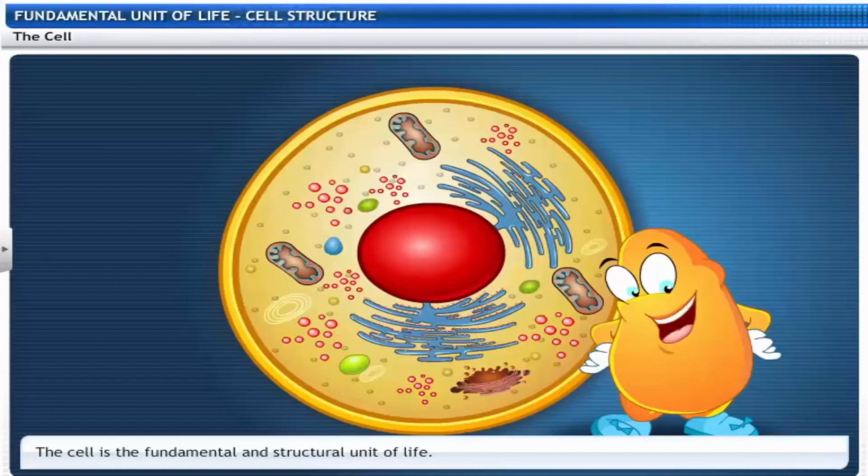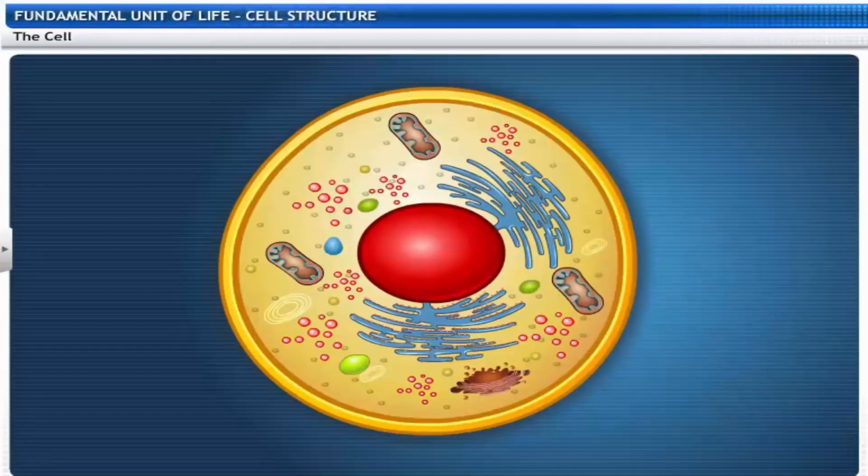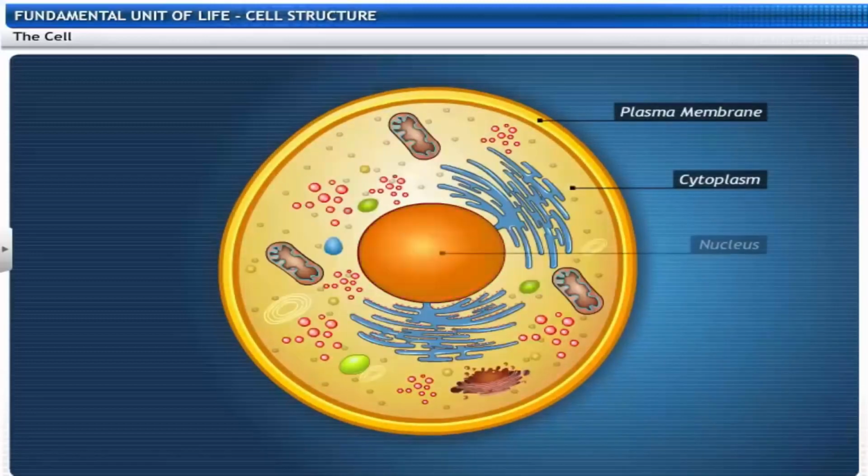Did you know that the cell is the fundamental and structural unit of life? Take a look at this generalized eukaryotic cell. You will come across the plasma membrane, the cytoplasm, and the nucleus in a eukaryotic cell.